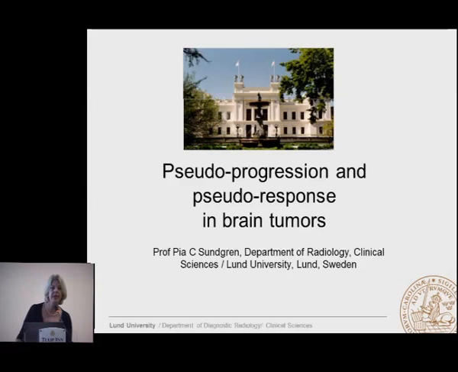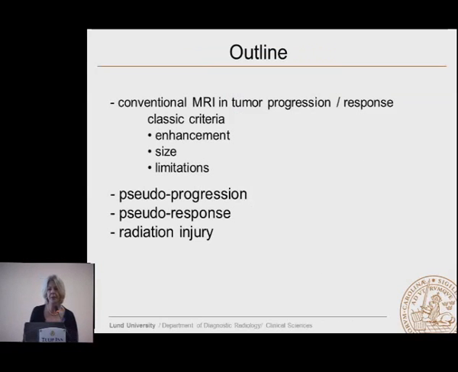And my topic today will be pseudoresponse and pseudoprogression in brain tumors. I will try to do this as didactic as possible. So we will start with the outline of the topic with the conventional MR, the way we are looking at brain tumors using conventional MRI imaging in daily practice. And then I will focus a little bit on the three entities that give us constant problems: the pseudoprogression, the pseudoresponse, and when we are dealing with radiation injury.